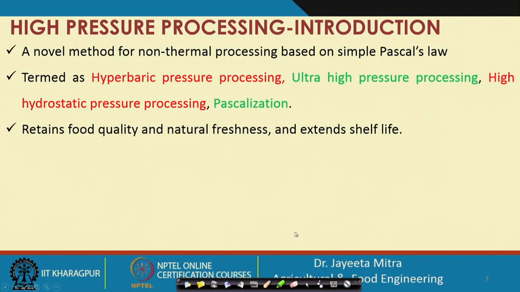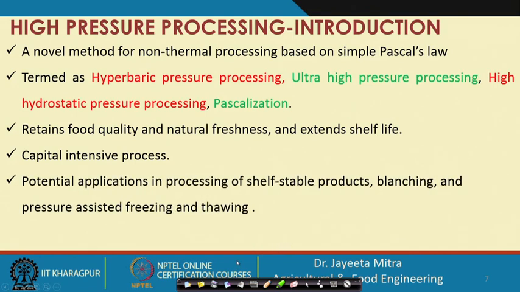It retains the food quality and natural freshness and extends the shelf life. So, these are all specialities of this method, HPP, and it is a very capital intensive process, because of the initial setup that we require, and this pressurization and depressurization cycle we have to perform many times if we want to develop a system of industrial scale, and that has to run for years. So, we need to design a very robust system. So, it is a capital intensive process, and although we can only process a small batch in every operation. So, these are the limitations of the process.